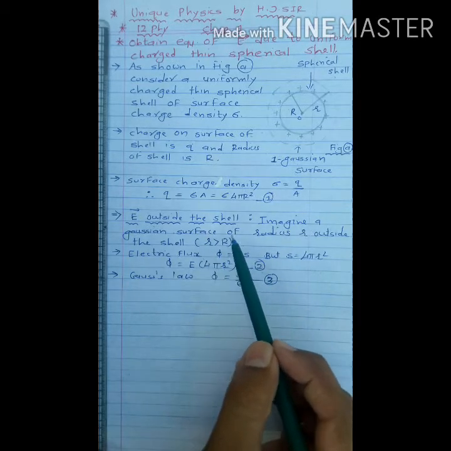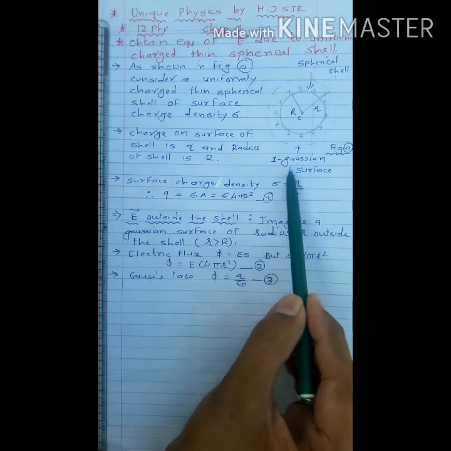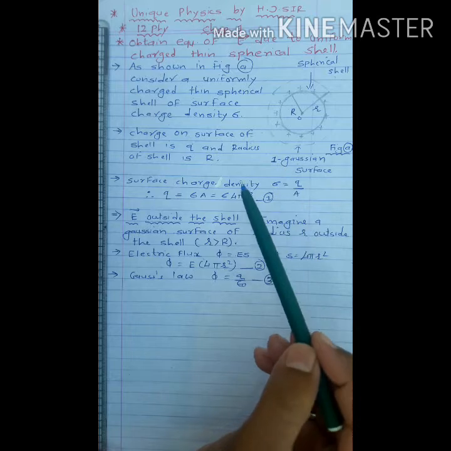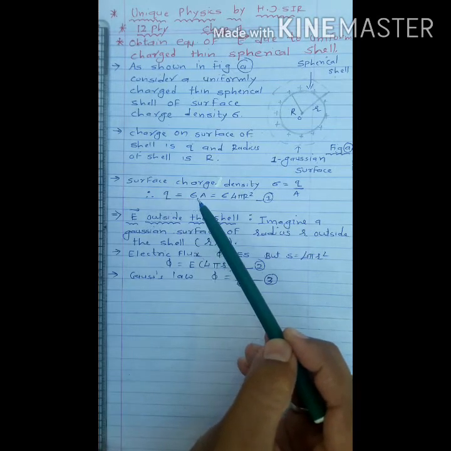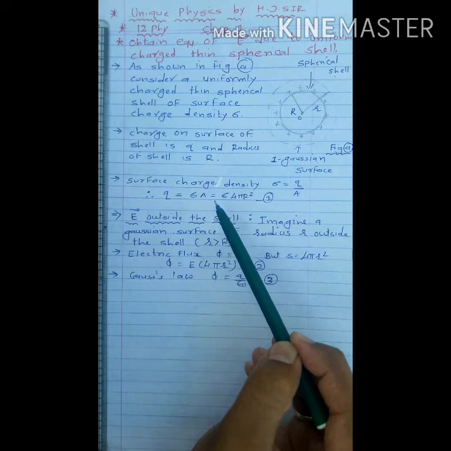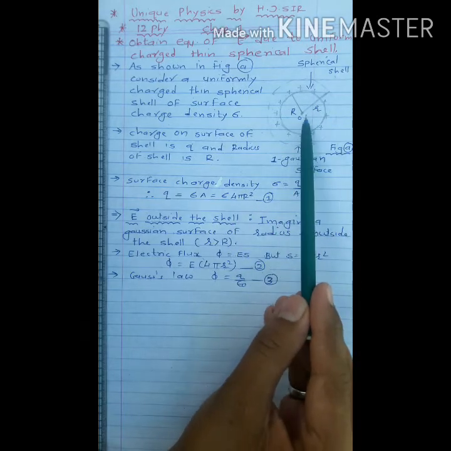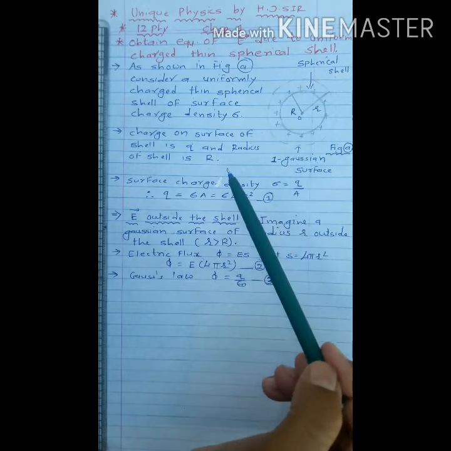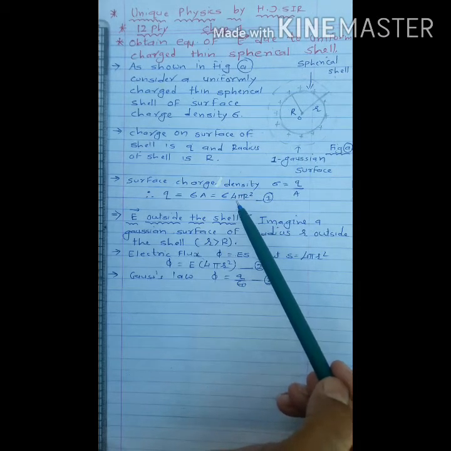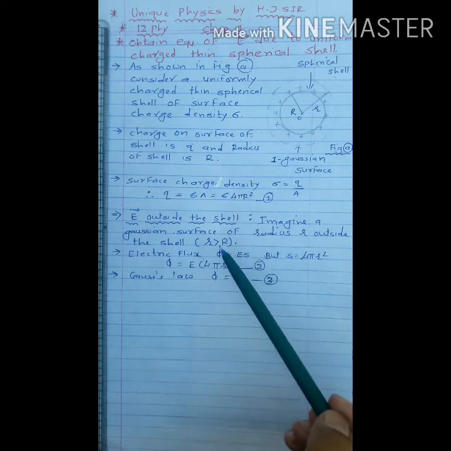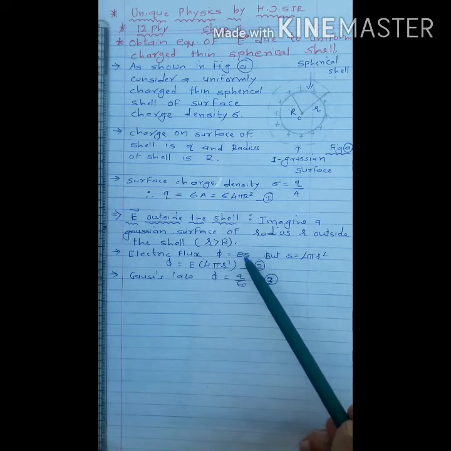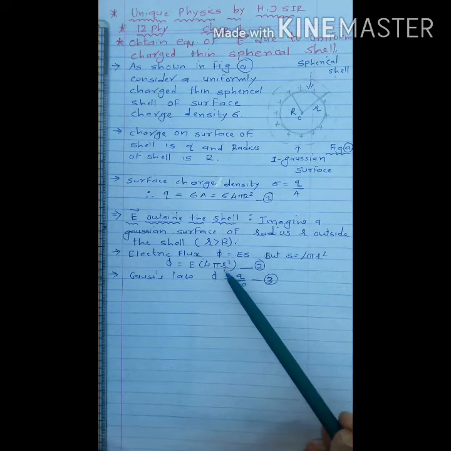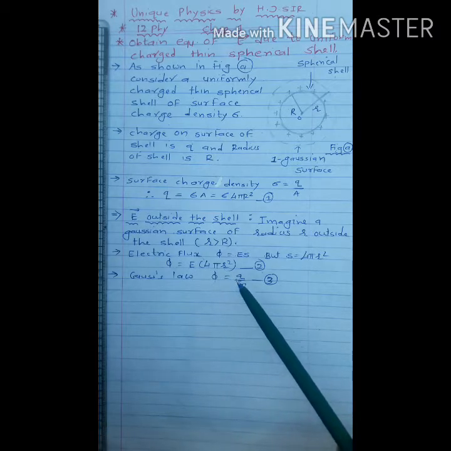Here we will use our first Gaussian surface, so be careful about the equation of area. In the equation of charge, q is equal to sigma into A, we use our original spherical shell, and the radius of the original spherical shell is capital R. That's why we use the equation of area 4 pi R square. But here we use the surface area of the first Gaussian surface, its radius is small r. That's why we use 4 pi small r square.